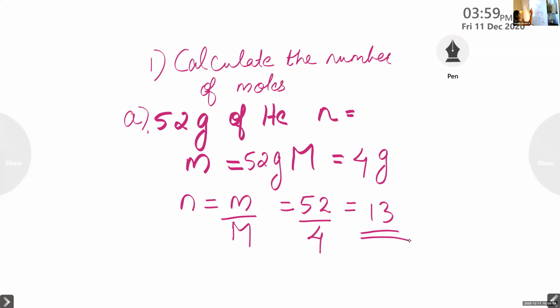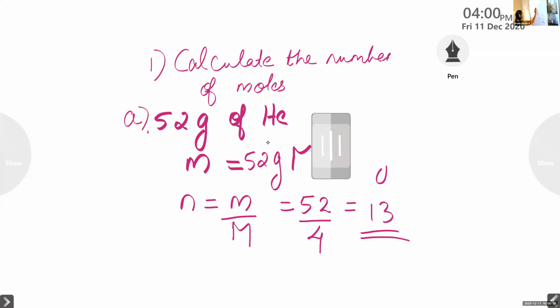So 52 gram of helium in the question, 52 gram, that is the given mass. So small m equal to 52 gram. Then the molar mass capital M of helium is 4 gram. Then the equation is small n, the number of moles, equal to given mass by molar mass. So 52 by 4 and it is 13. Clear? Everyone clear? Yes, ma'am.